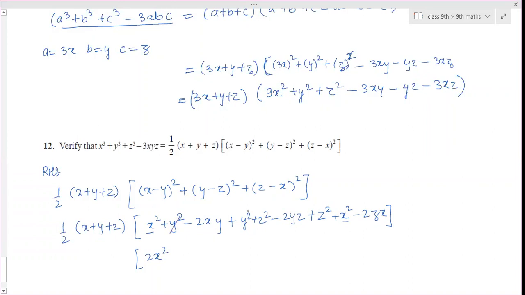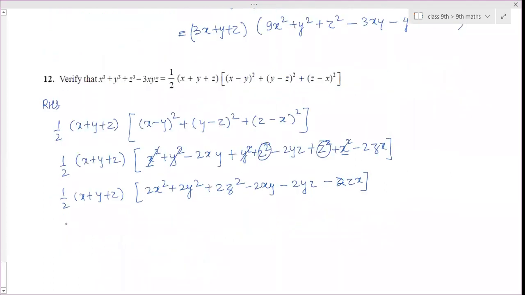Now y square plus y square. I'm not cancelling, I'm adding. So that I will get to know which part I have completed. Now z square plus z square will become 2z square. Now this part done, this part done. Now what are the terms left out? Minus 2xy minus 2yz minus 2zx.